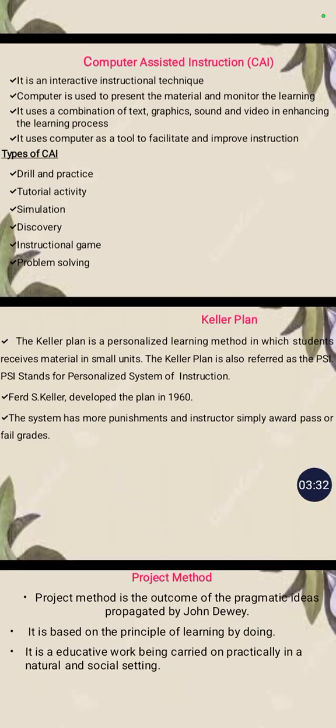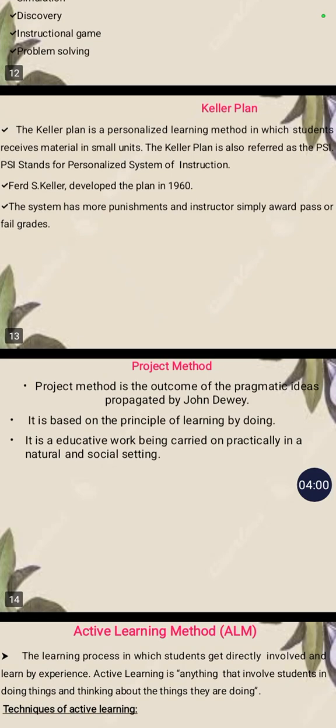Computer assisted instruction. It is an interactive instructional technique. The computer is used to present the material and monitor the learning. It uses a combination of text, graphics, sound and video to enhance the learning process. It uses the computer as a tool to facilitate and improve instruction. Types of CAI: drill and practice, tutorial activity, simulation, discovery, instructional game, problem solving.